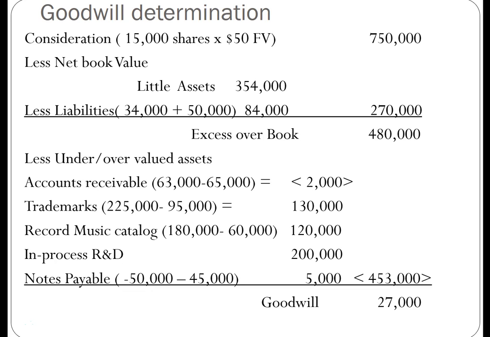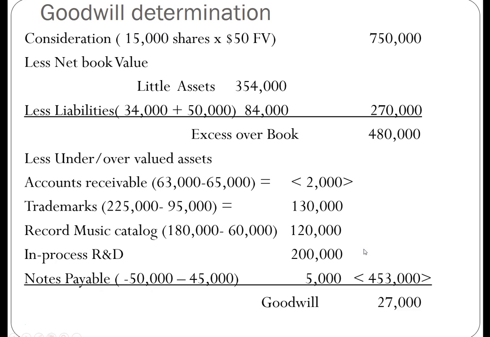So when we add all those up, of the 480,000, we're going to assign 450,000 to the under or overvalued assets, and we end up with goodwill of 27,000. So now we've solved for goodwill.